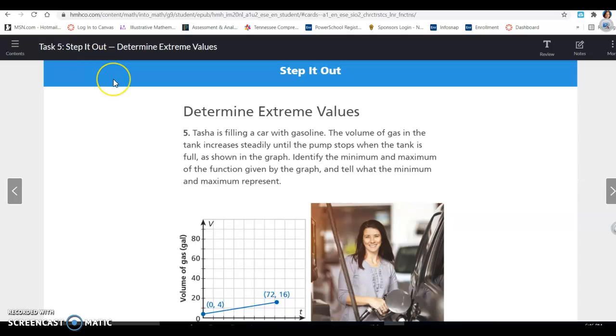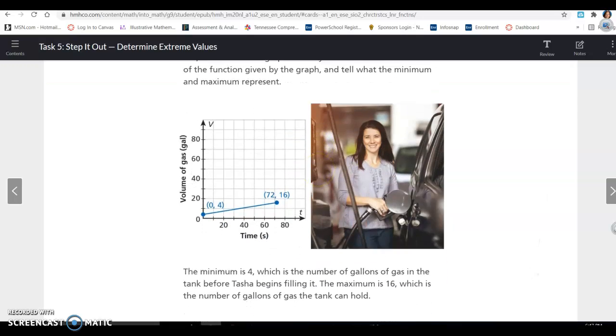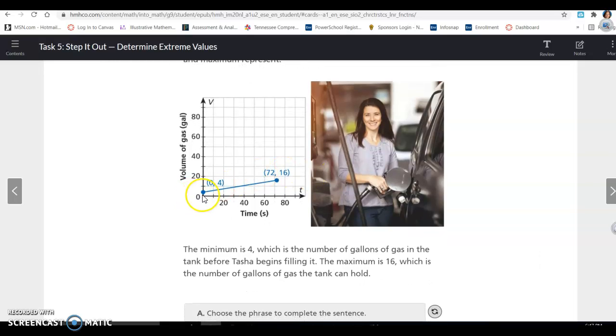Looking at task 5, determine extreme values. Tasha is filling a car with gasoline. The volume of gas in the tank increases steadily until the pump stops when the tank is full, as shown in the graph. Identify the minimum and maximum of the function given by the graph, and tell what the minimum and maximum represent.